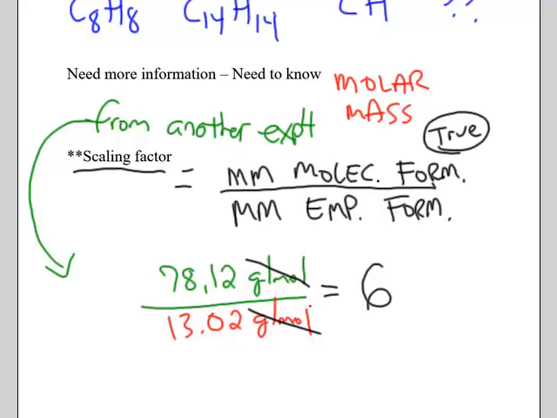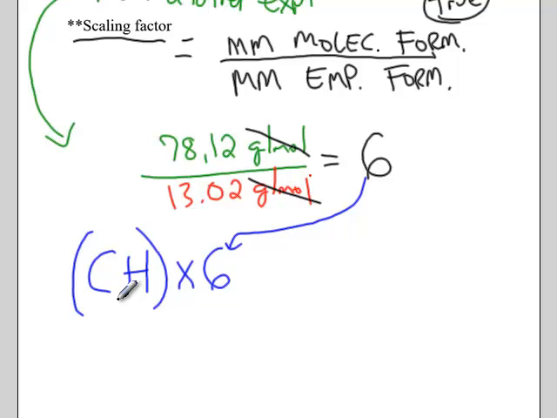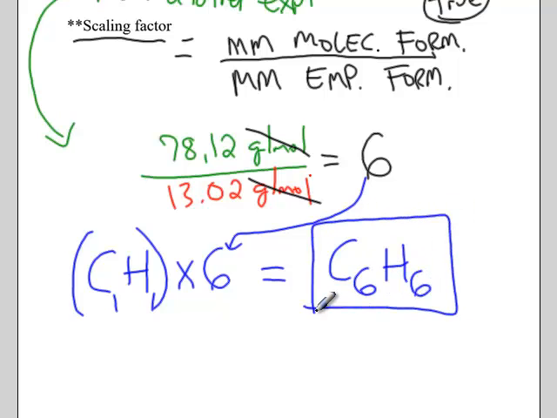So this 6 scaling factor we're going to use, and we're going to change the simplest formula, the empirical formula, C1H1, and whatever the scaling factor is, we multiply each of these subscripts by that scaling factor to give us the true molecular formula. So in this case it's 6 carbons for 6 hydrogens. That is our molecular formula.